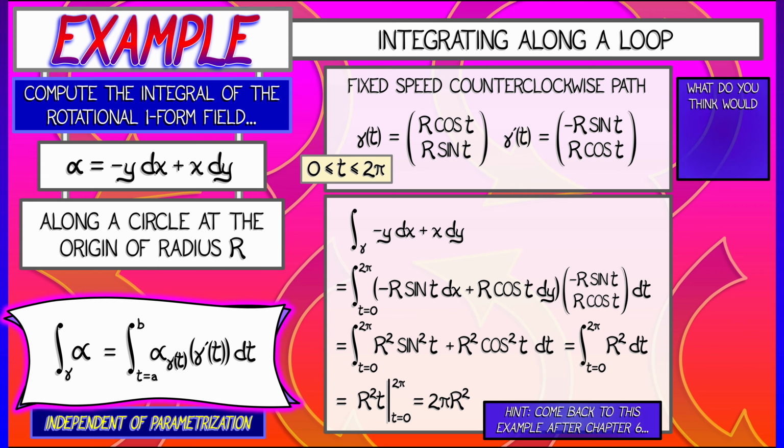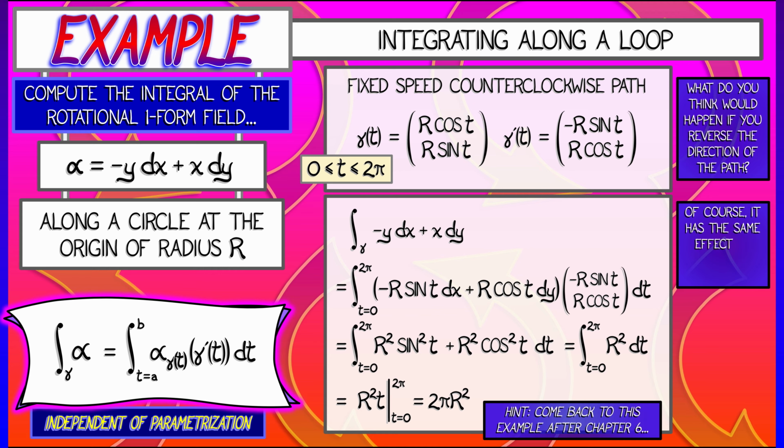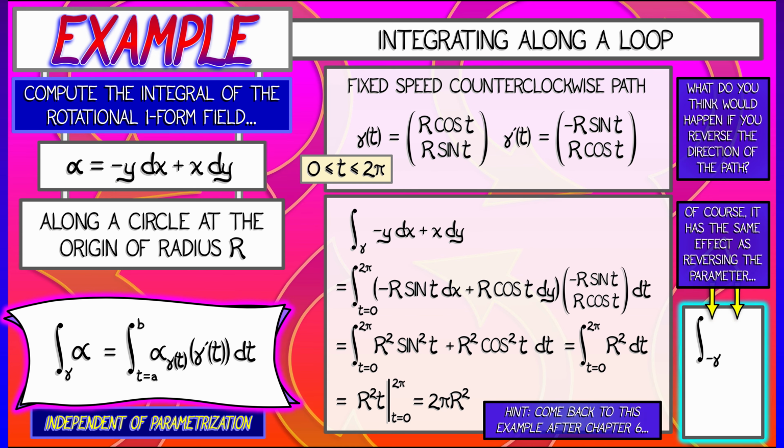Now, there's one last thing I want to point out. What do you think would happen if we reversed the direction of this path? If instead of t going from 0 to 2 pi, we went from 2 pi to 0 and went in reverse? Well, if you follow what happens in our computation, that would have the effect of reversing the bounds on t. And you know back from single variable calculus what happens when you flip the bounds of integration. You get a minus sign.